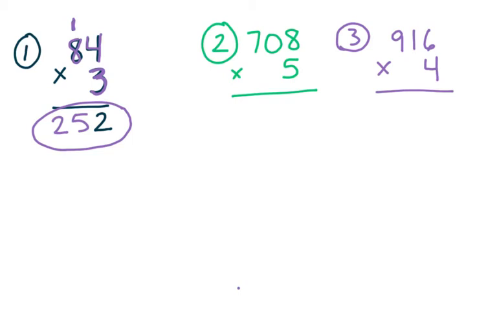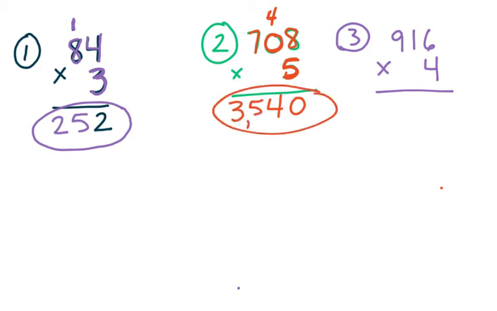Now let's take 708 times 5. We're going to start by taking 5 times 8, which is 40. Put down your 0, carry your 4 over to the next place value where you'll multiply, the tens place. Now we'll take 5 times 0, which is 0, plus 4 more is 4. And then take 5 times 7, which is really 5 times 700. 5 times 7 is 35. So our solution to 708 times 5 is 3,540.